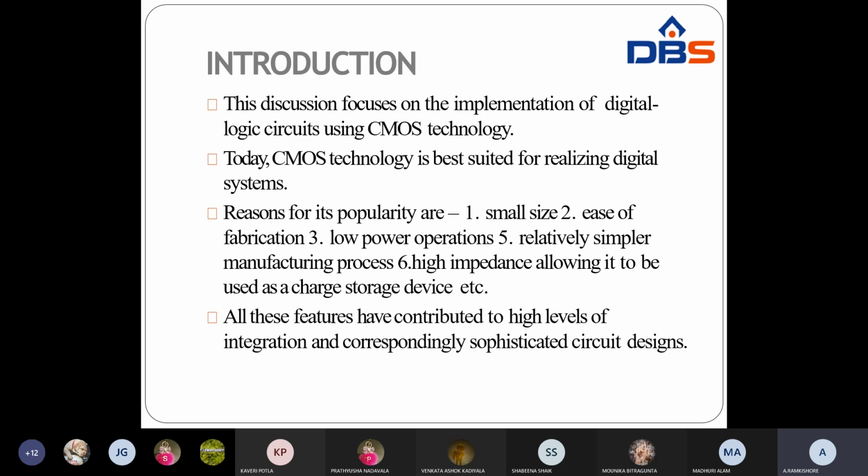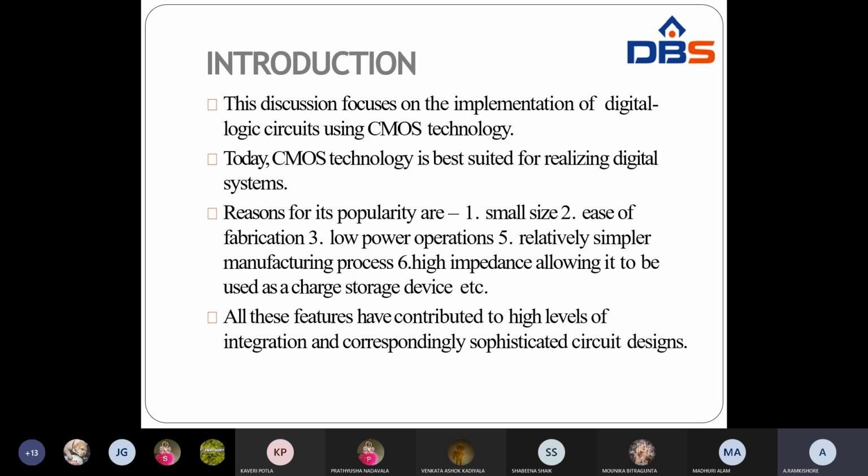Wherever you see laptop or desktop computers, modems, mobile phones and other electronic devices, processors, microcontrollers or ICs, those are mainly designed using CMOS technology. In today's world, CMOS technology is best suited for realizing digital systems.